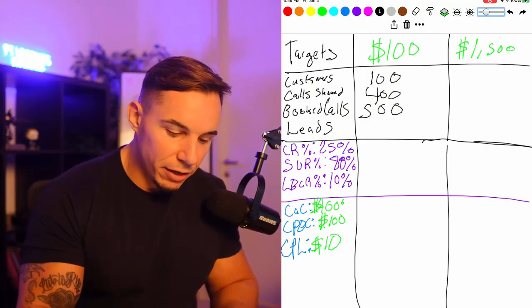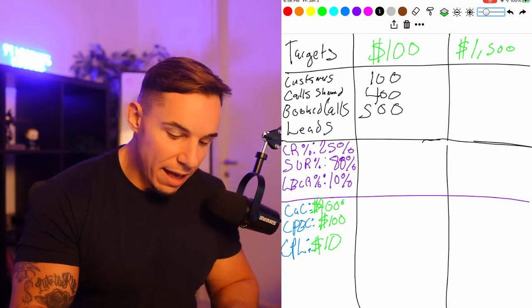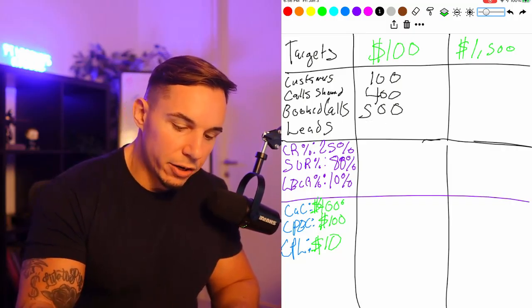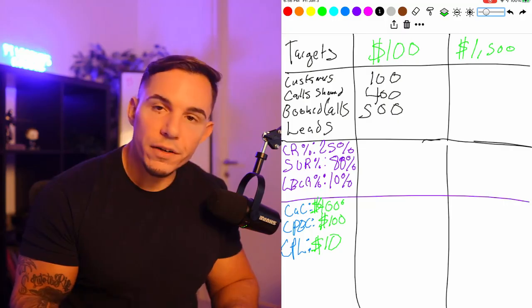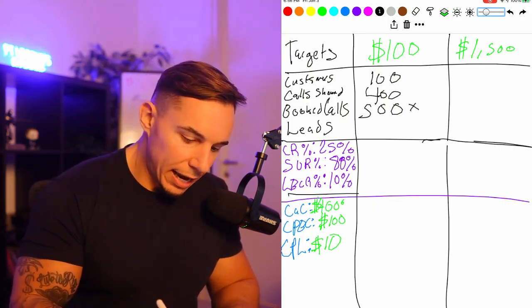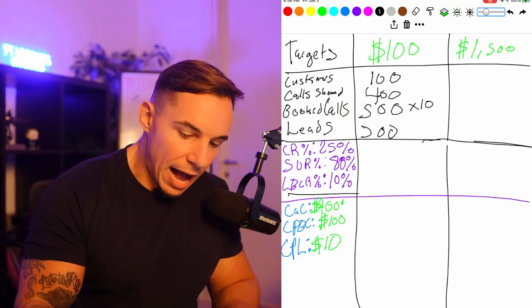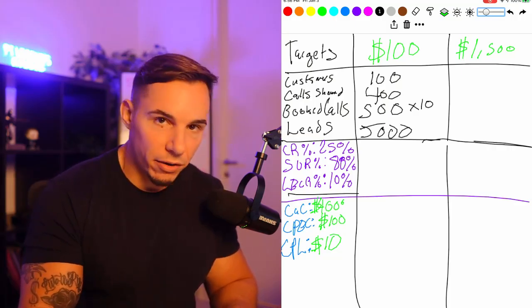Now, the next thing we need to figure out is how many leads we need to be able to get 500 booked calls on the calendar, 400 to show, and 100 to become customers. Well, pretty simple. We know that 10% of our leads will book a call. So we just multiply this by 10, and we would have 5,000 leads. That's a lot of leads. I don't even get that many leads per month. Okay, that's a ridiculous amount of leads.